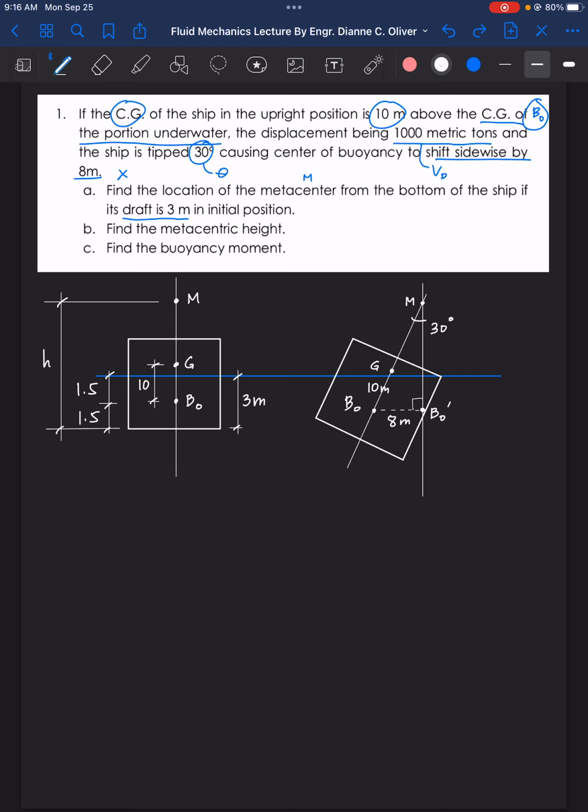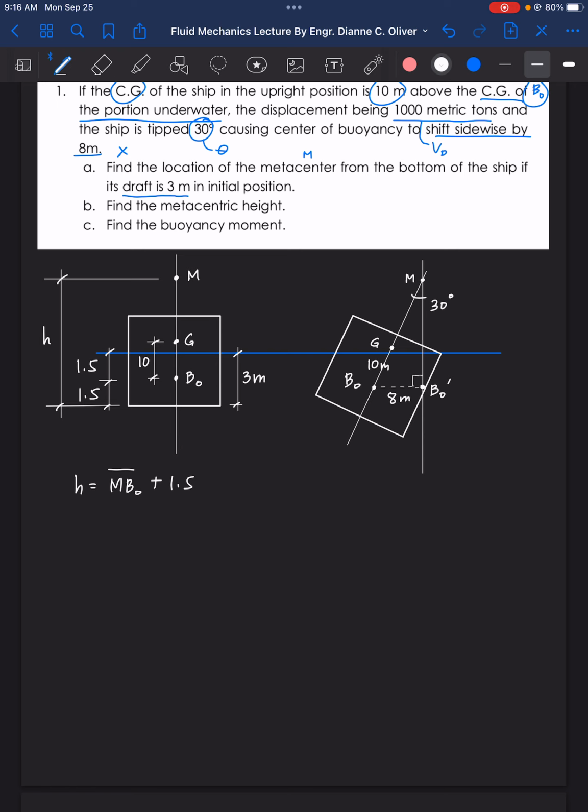As you can see here, H is equal to MBO plus 1.5. From the triangle, we can find the value of MBO as: sine 30 degrees equals 8 over MBO. Therefore, the value for MBO now is equal to 16 meters. Therefore, H is equal to 16 plus 1.5. So H is equal to 17.5 meters. That's the value of H.